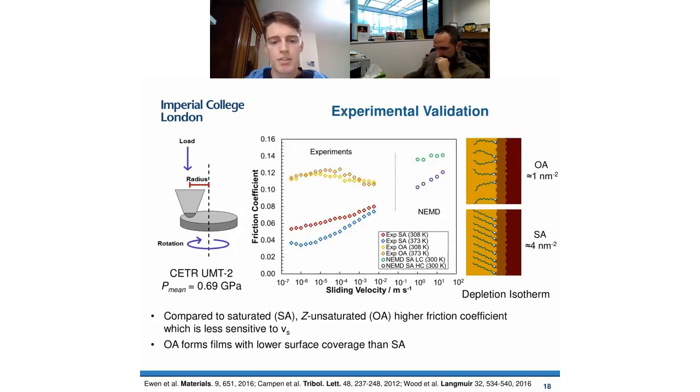And yeah, this is just a comparison to some experimental data. So this is a CETR UMT2 experiment, which is essentially a boundary friction experiment where you can run at very, very low speeds and quite high pressures. So in these experiments, you're quite confident that you've not got any fluid entrainment, so the friction that you get is purely from the solids rubbing against each other, separated by whatever strongly absorbing additive you may have there. So in this case, these friction modifiers.